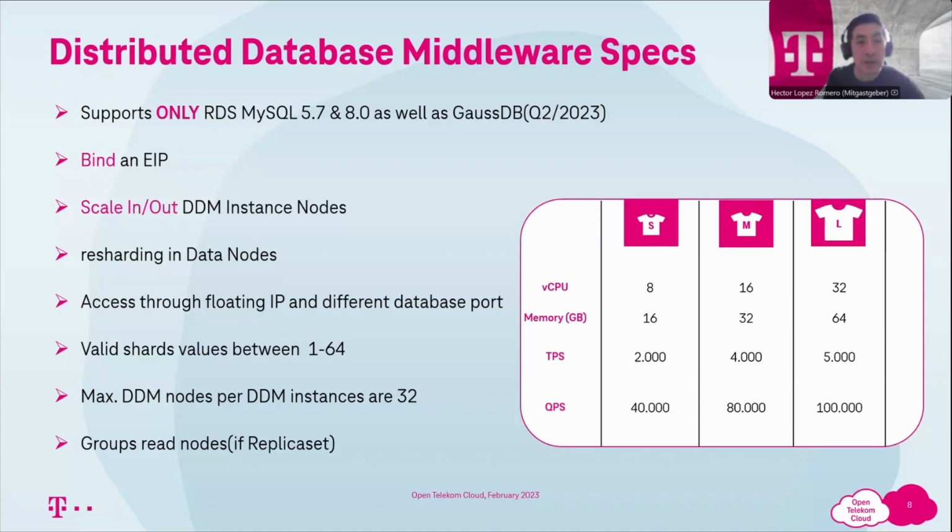The resharding happens only on the data nodes, that means on the target RDS instance. For the number of shards on the RDS instance, you can manually set a value between 1 and 64. If you set the value to 1, it means it will work just like an RDS instance works now.